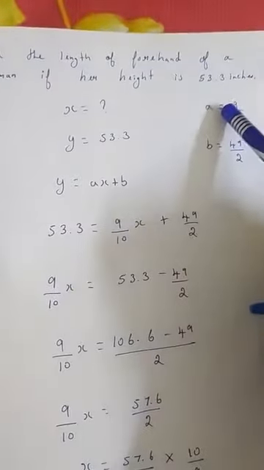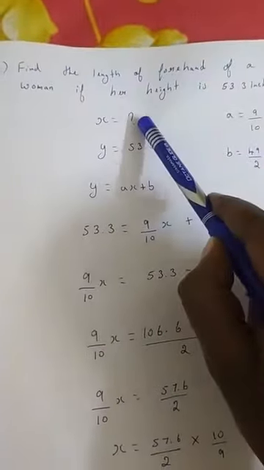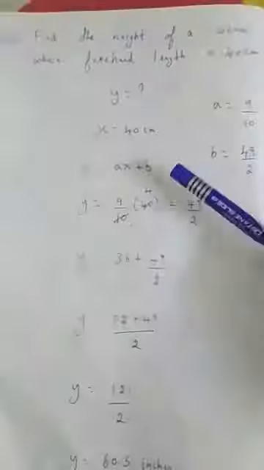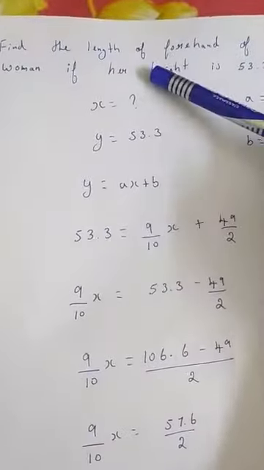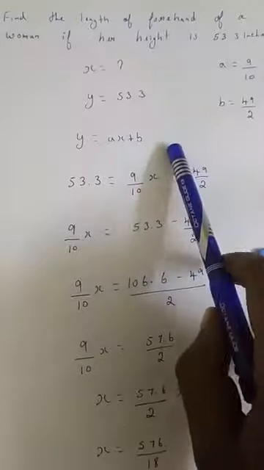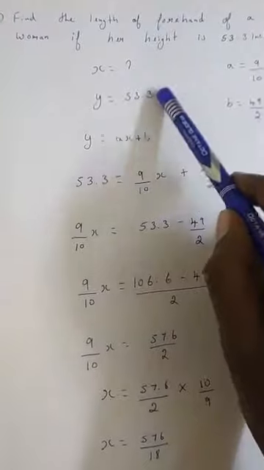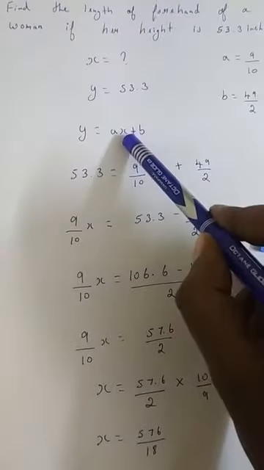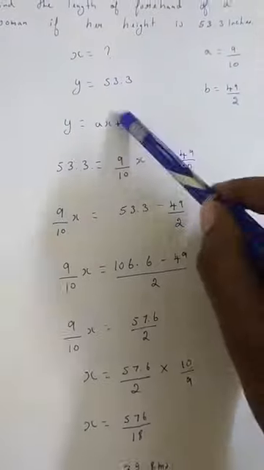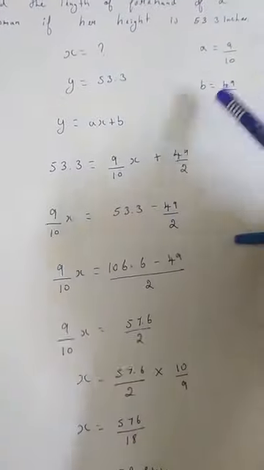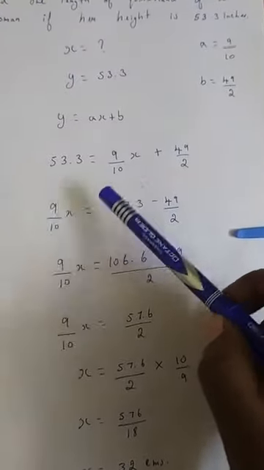So again, write all the known values, a and b, and y is given in this question. So we have to find x. Same as the previous subdivision. There x is given, we had to find y. Here y is given, we have to find x. Same way, write the equation y is equal to ax plus b. Substitute all the known values. Here we know y, so substitute y. 53.3 is equal to, we don't know the value of x, but we know the value of a. What is a? 9 by 10 into x. Plus what is the value of b? 49 divided by 2. Right? So now we have to find the value of x.